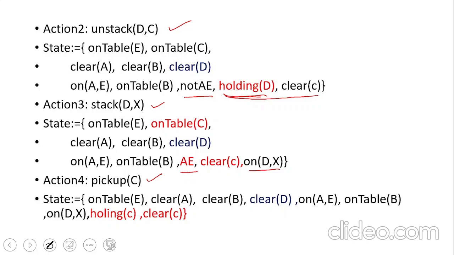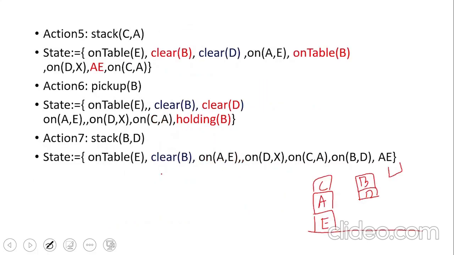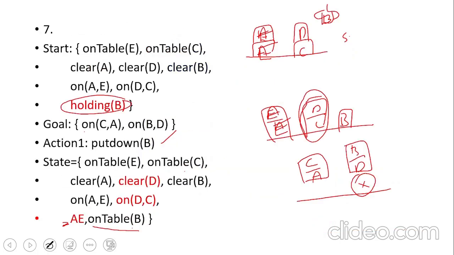Like that you go on performing. The next, fifth action is after pick up C, next we need to keep that C on the A, that's why stack CA. Next B is on the table, so pick up B. Next keep that B on D, stack BD. First we are taking B, then we are unstacking this DC.